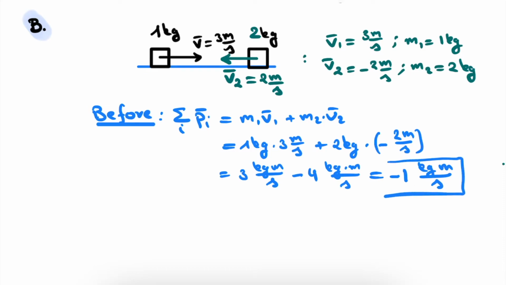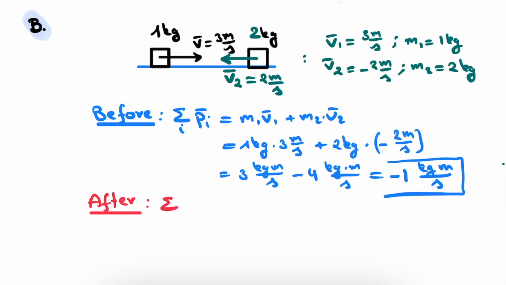This simply means that given these two objects together, the total momentum is to the left. This can be seen because even though this object that is moving to the right has a larger velocity, it has a much lower mass. Let's now look at the situation after the inevitable collision of these two objects.